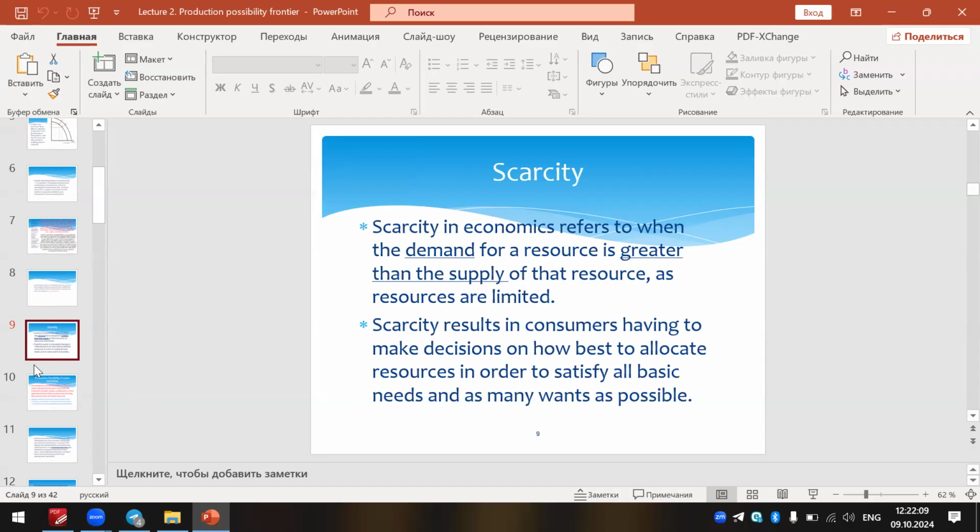And scarcity results in consumers having to make decisions how best to allocate resources in order to satisfy all basic needs, as many as possible. Вот видите? Например, вы выбираете Рижский технический университет, учиться в этом университете, потому что считаете, что вы сможете эффективно далее использовать свои ресурсы, свое время, строить свою карьеру, нежели выбирать другой какой-то университет, где у вас будут ресурсы. Ресурсы всегда ограничены, время ограничено, да? Но мы должны воспользоваться этим временем, то есть выгодно, эффективно.